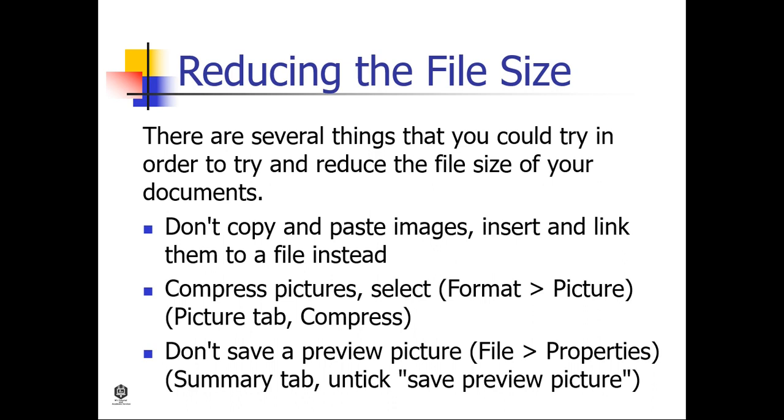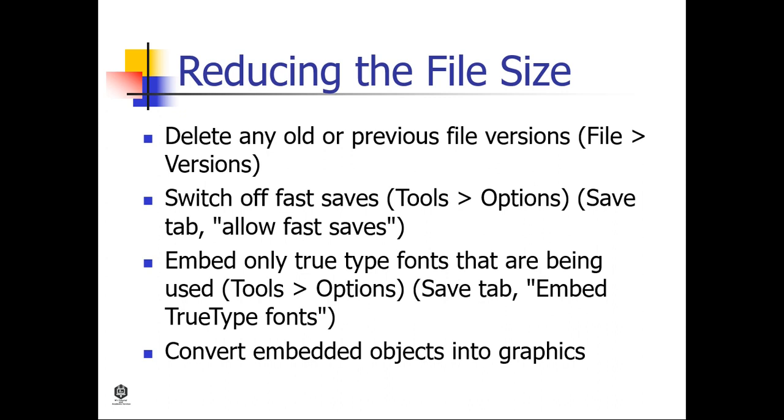Next, don't save a preview picture. File, then Properties, Summary tab, untick Save Preview Picture. Or delete any old or previous file versions, like File, then Versions. Switch off fast saves, such as Tools, then Options, or Save tab, then Allow Fast Saves. Embed only TrueType fonts that are being used, like Tools, then Options, or Save tab, and embed TrueType fonts. Convert embedded objects into graphics.